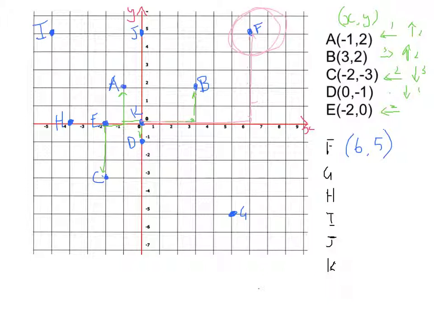That's that one done. For G, which is down the bottom here, we go across 5, so that tells us we're going to have an x-coordinate of 5, but then we go down 5. So that tells us we're going to have a y-coordinate of -5.